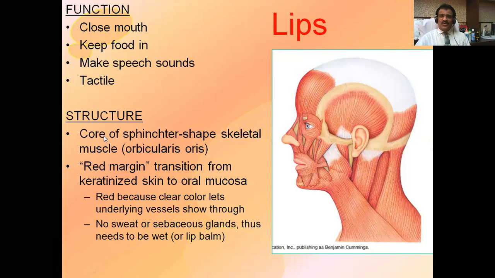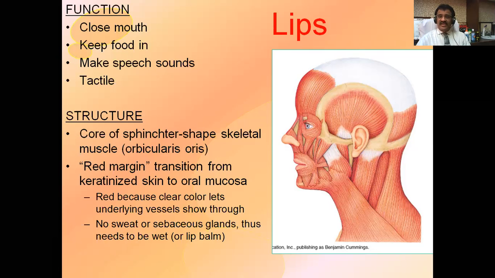The structure has a core of sphincter-shaped skeletal muscle, and that is called orbicularis oris. It is circular and around the oral cavity, so it's called orbicularis oris. A red margin marks the transition from keratinized skin to oral mucosa. You can see the margin between the skin and the mucous membrane. Some mucous membrane of the lip is exposed outside, and it is red because the clear color lets underlying vessels show through; because of transparency it has red color.